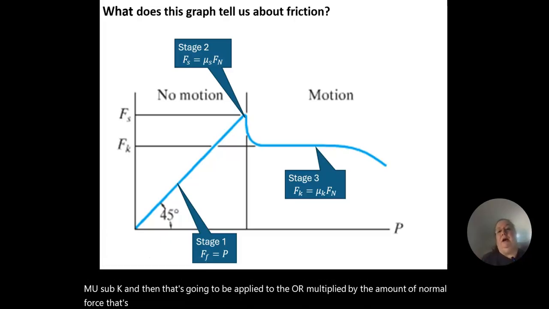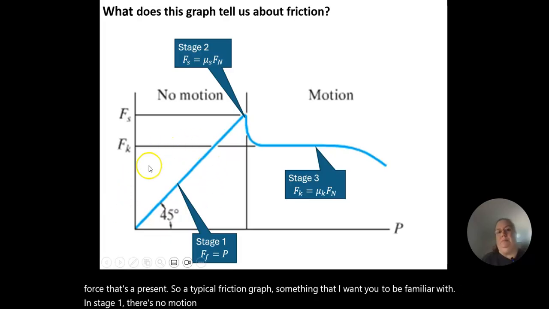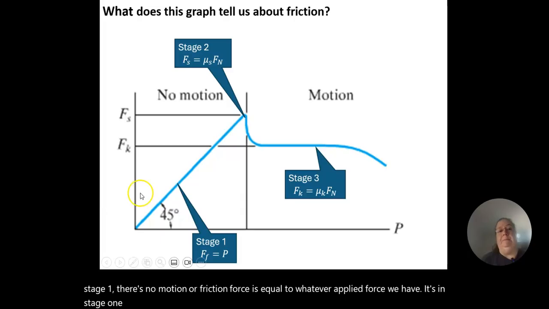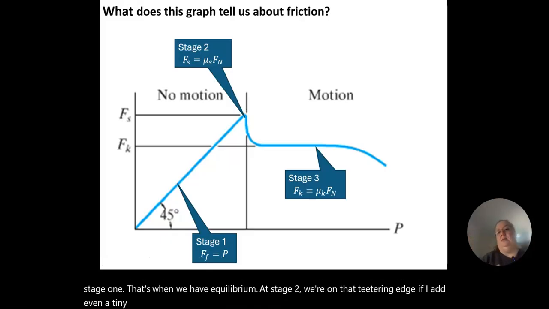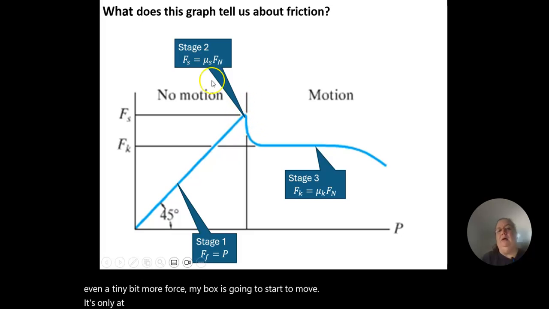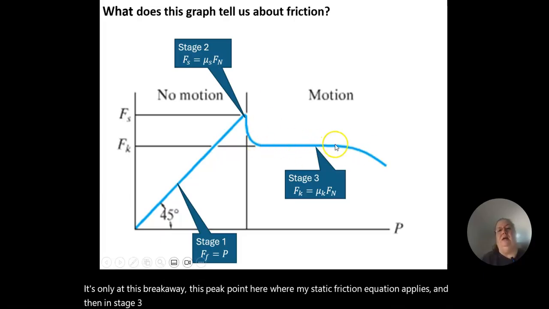So a typical friction graph, something that I want you to be familiar with. In stage 1, there's no motion. Our friction force is equal to whatever applied force we have. In stage 1, that's when we have equilibrium. At stage 2, we're on that teetering edge. If I add even a tiny bit more force, my box is going to start to move. It's only at this breakaway, this peak point here, where my static friction equation applies. And then stage 3 is this flat region right here, this is where my box is going to move.